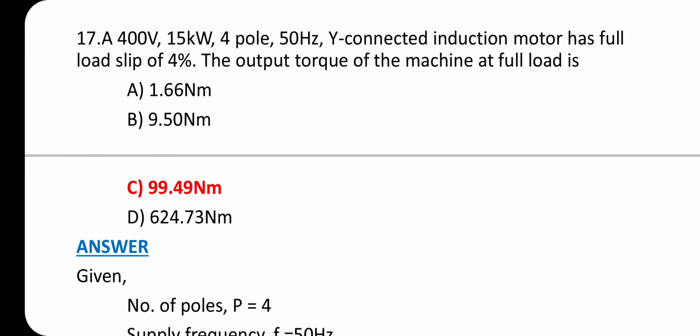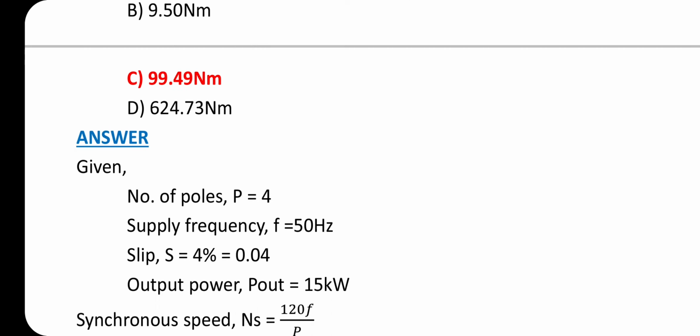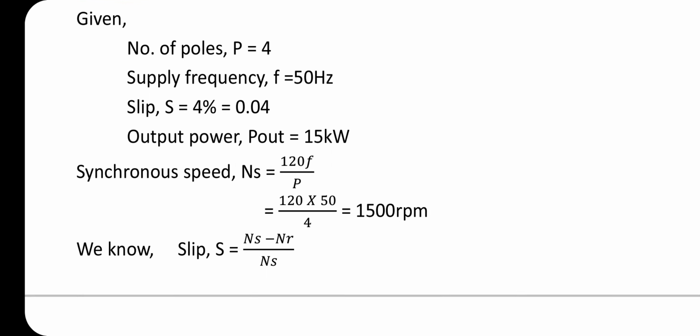Question number 17. A 400 volt 50 kilowatt 4 pole 50 Hz Y connected induction motor has full load slip of 4%. The output torque of the machine at full load is. Answer is option C, 99.49 Newton meter. Given number of poles P equal to 4, supply frequency F equal to 50 Hz, slip S equal to 4%, which is equal to 0.04. Output power P out equal to 50 kilowatt.